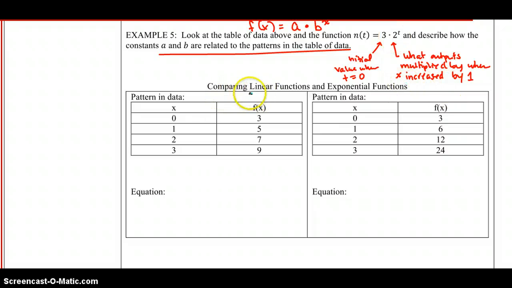So let's compare linear functions to exponential ones, how they look pattern-wise different, and then how that's expressed differently in their equations. So in this particular set of data, our input variable x kept increasing by 1, and we can see that our outputs here keep going up by 2. Constant change in input leading to constant changes in output tells us that we have linearly related data.